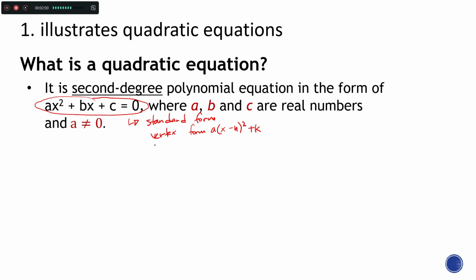And then of course the last one is what we call the factored form, which is like this.